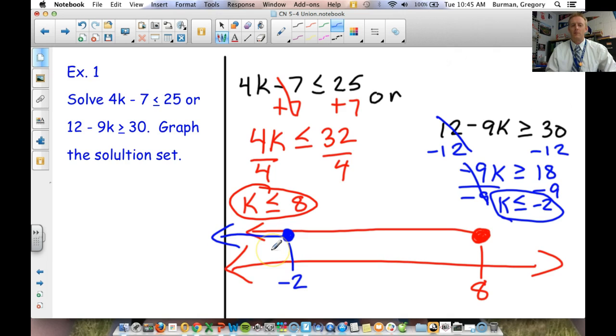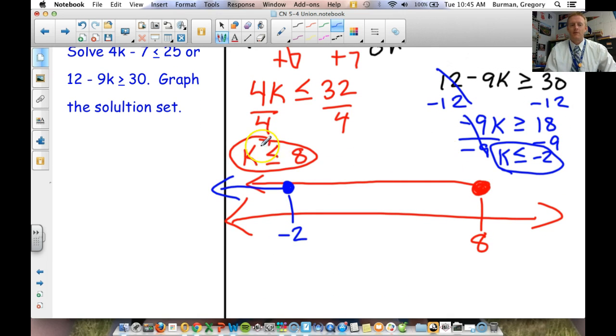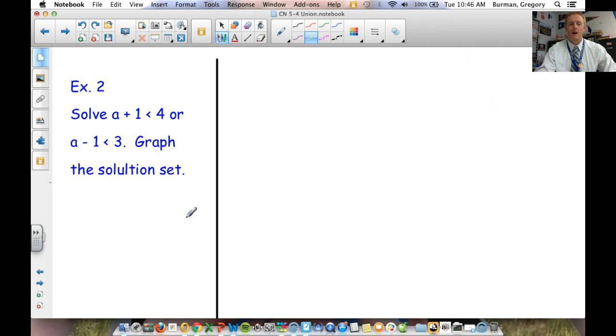Now if we look at this information, we can see that the very first one, k is less than or equal to 8, overlaps the k is less than or equal to negative 2. So the only thing that we care about is this guy. That's our answer. It's kind of taking over the greater, that k is less than or equal to negative 2. So this line overtakes the other one. That's why only one of them has to be true. So all of these are going to be solutions to this specific compound inequality. All right, moving on.